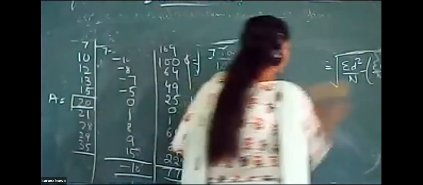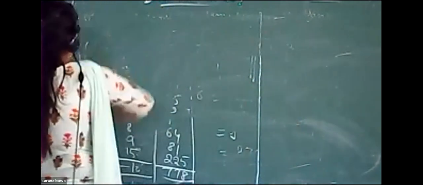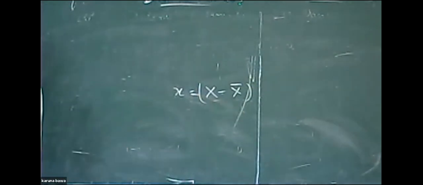Let's start with the discrete series with the new formula. As we know, in the discrete series we use the frequency. Under this method, the deviation of the item is taken from the actual mean, that is, x minus mean. This deviation is denoted by small x. As we know, x minus mean is denoted with the small x.